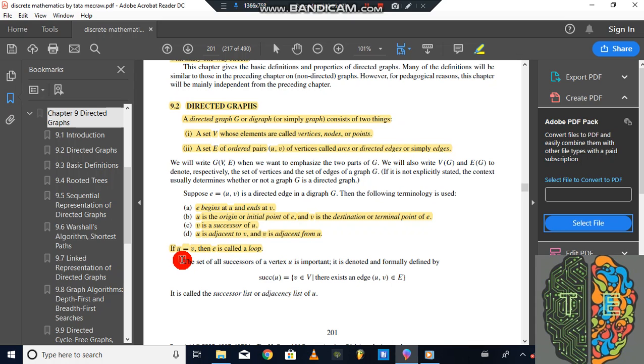And the set of all successors of a vertex U is denoted and formally defined. This is the roster form of the successor set of U: V belongs to the vertex set such that there exists an ordered pair (U, V) belonging to E. What is E? E is a small set, and this is the set V. This is the E.